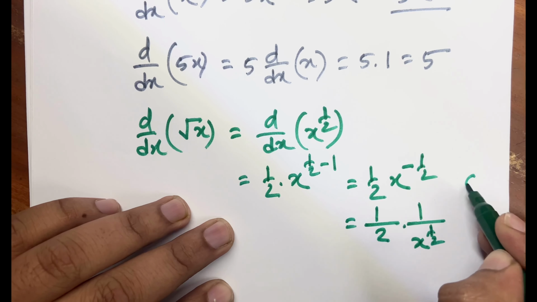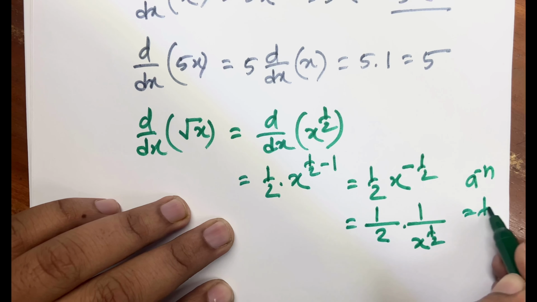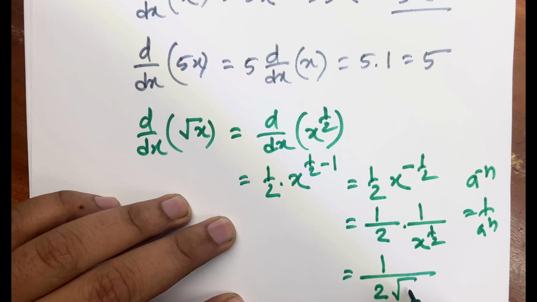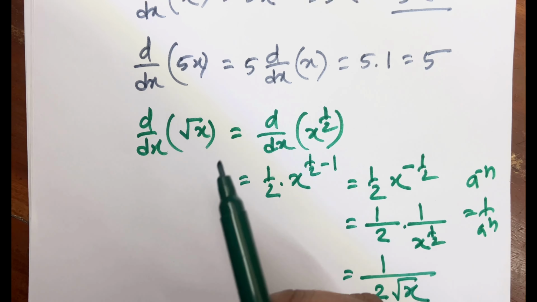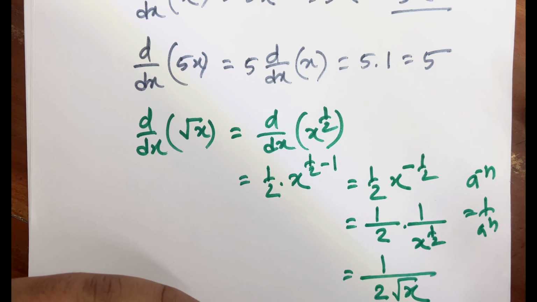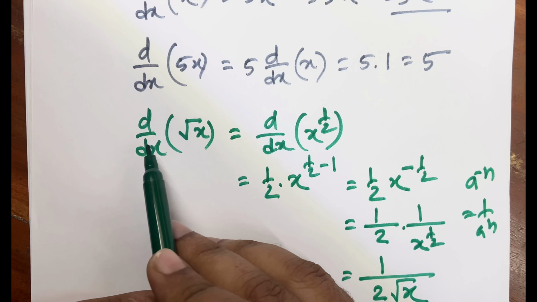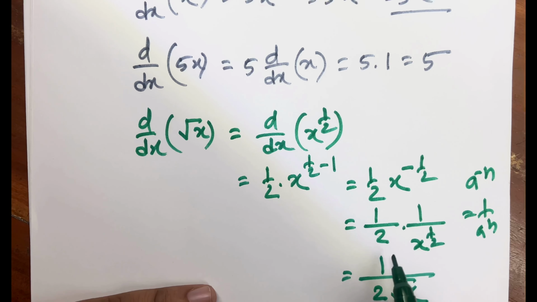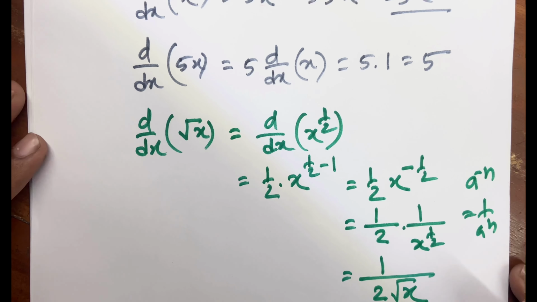We know a to the power minus n equals 1 by a to the power n. I follow this formula. Now I can say 1 by 2 and x to the power half is root over x. If you solve this problem, you can follow this type of rules. We know that d/dx of root over x is equal to 1 by 2 root over x.